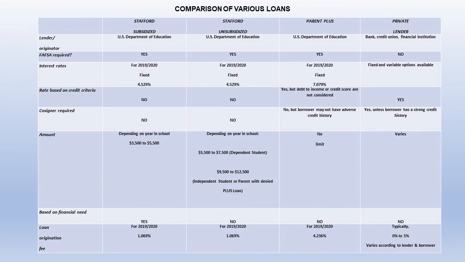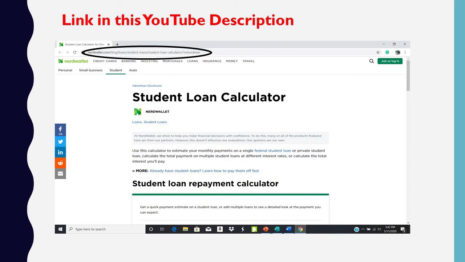Then there's a chart on here that might be kind of hard to see if you're looking at this on a phone, but it just compares all the different loans with lender, if you need a FAFSA, interest rates, amounts, if it's based on financial need, and origination fee. And that just compares all the different types of loans that there are. In the description, there is going to be a link, and this will link you to a student loan calculator, so you don't have to read this little thing that's up there at the top.